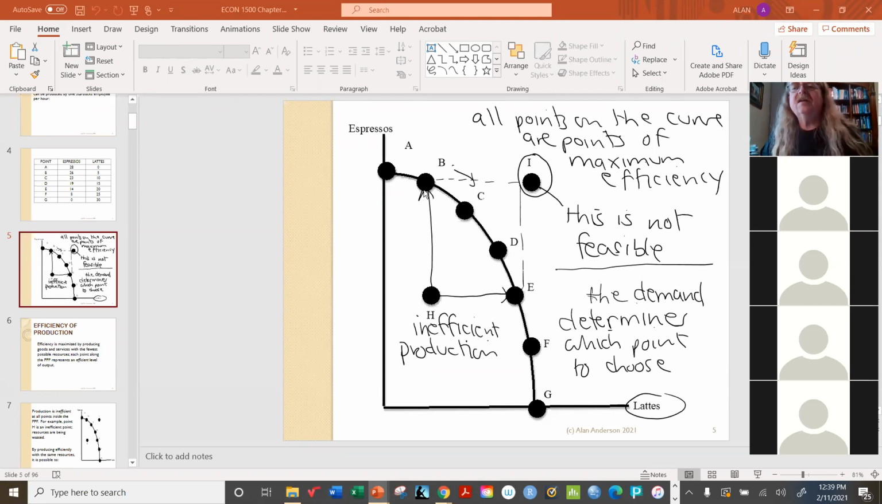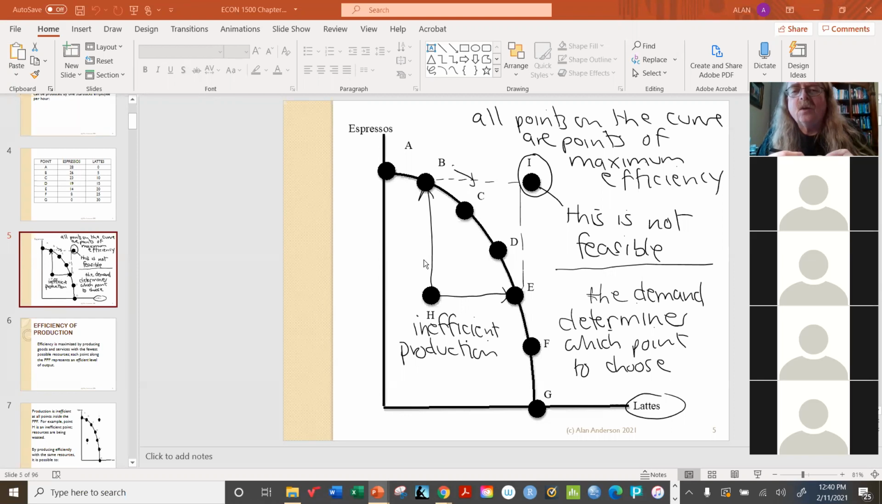So here, the same thing is going on at all these points along the curve. The only way I can move down this curve and have more lattes is to give up some espressos. And if I go the other direction, I'm giving up lattes to make more espressos. And this is what we expect to see when we're producing at the maximum level of efficiency. So this is how we know that H is not efficient, because that's not true. We can easily get more of one good without giving up some of the other. That implies that we're producing at an inefficient point here. And in fact, that's true of all points inside this curve. It's not just H. So we want to avoid that one.